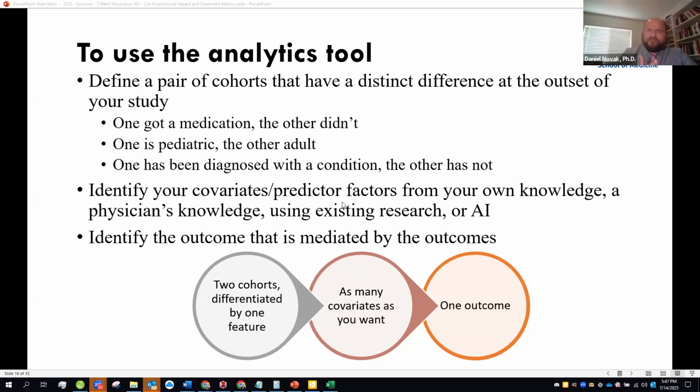Part two, after you've differentiated your cohorts, is to identify your covariates and predictor factors, either from your own knowledge or a physician's knowledge or using existing research or AI. So you need to figure out what your potential covariates are. And part of the reason, and we'll talk about this maybe a little more in a moment, is if you throw in a bunch of irrelevant factors, it can pull allocations of variance from other factors. It can make other parts of your model less precise.